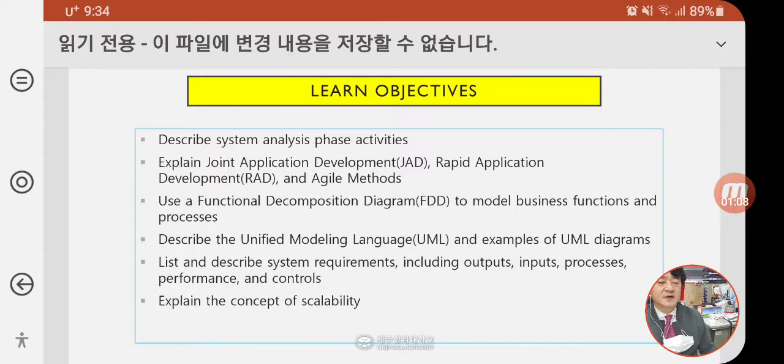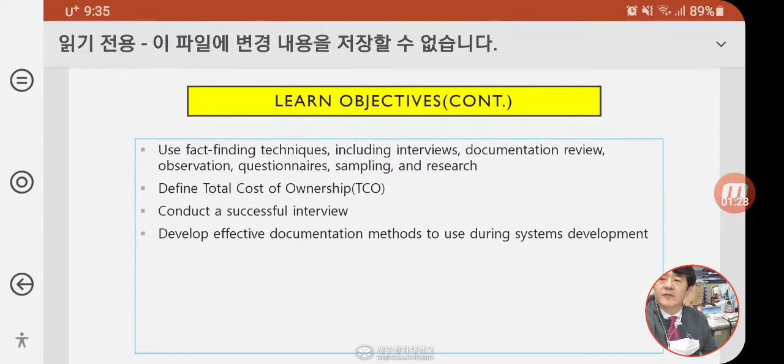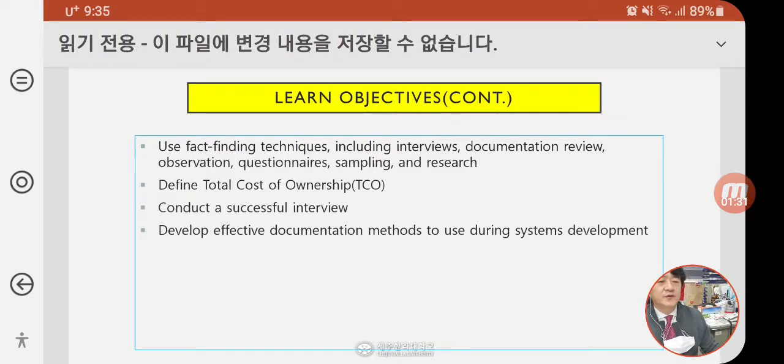List and describe system requirements, including output, input, processes, and performance and controls. Finally, explain the concept of scalability. Also, we use fact-finding techniques, including interviews, documentation review, observations, questionnaires, sampling, and research.